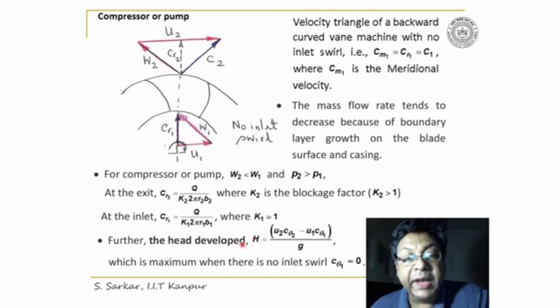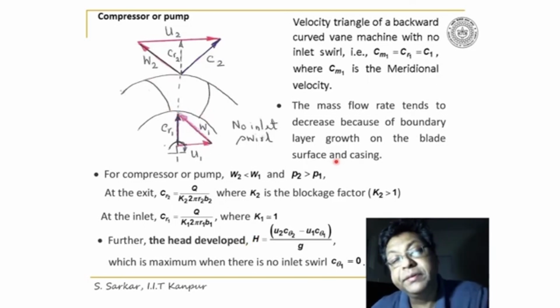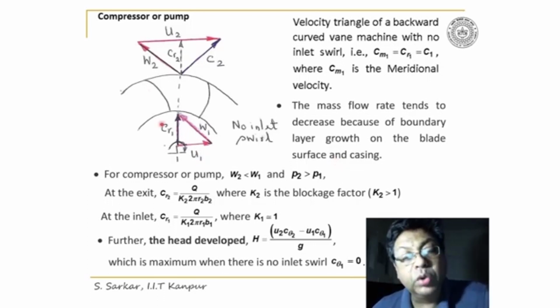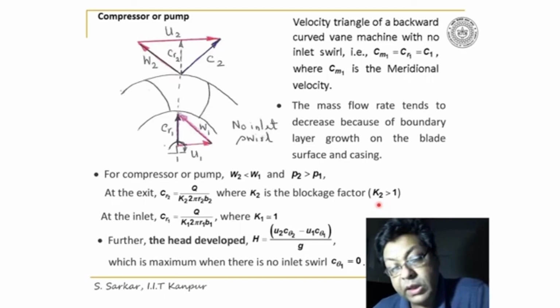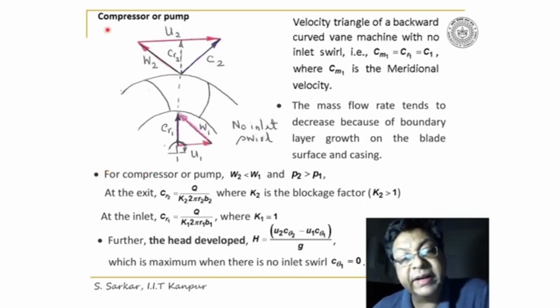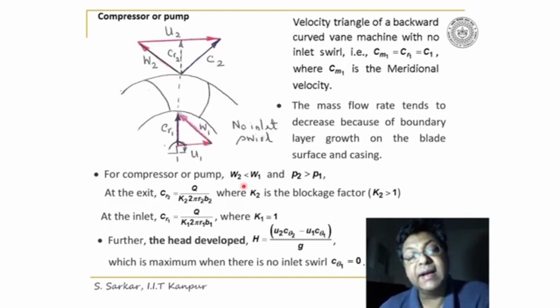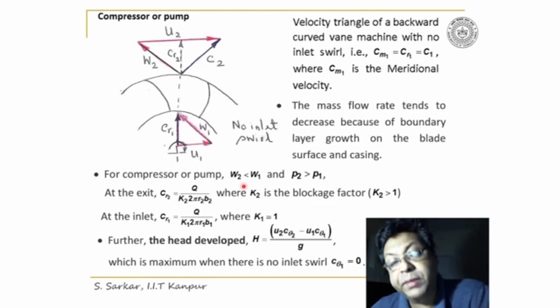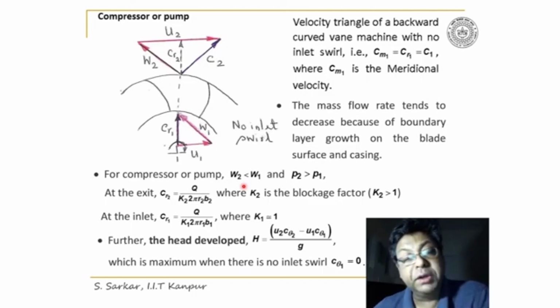Furthermore, let me explain that there will be a boundary layer growing on the blade surface, and because of the boundary layer growth, there will be a blockage, and so I have taken a blockage factor K here. Furthermore, since it's a compressor or a pump, flow has to decelerate. So W2, the relative exit velocity, will be less than W1, and thereby P2 will be greater than P1.